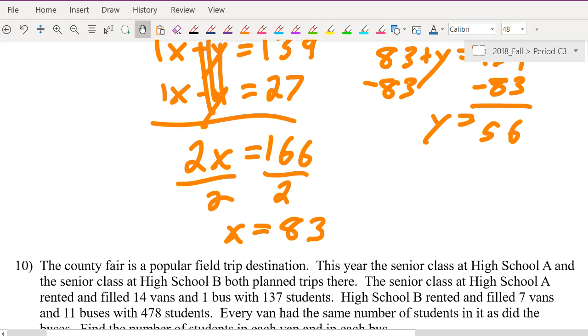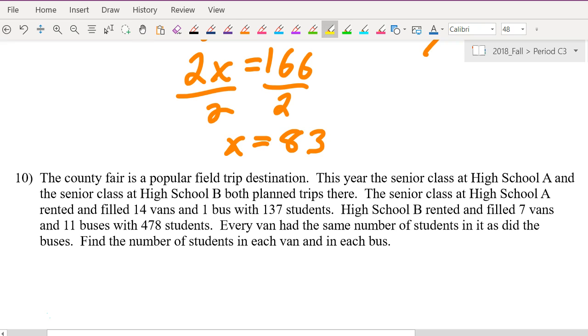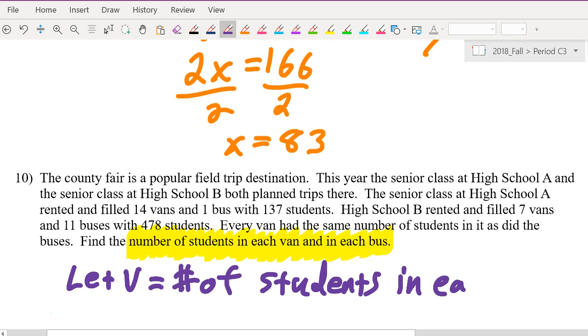Now one of the tricks to these word problems is to look ahead and see what they're asking for, because you're going to need to make your variables what the unknowns are. In other words, what they're asking for. So yes, it's part of the problem. You have to define your variable. You have to say let V equal number of students in each van.